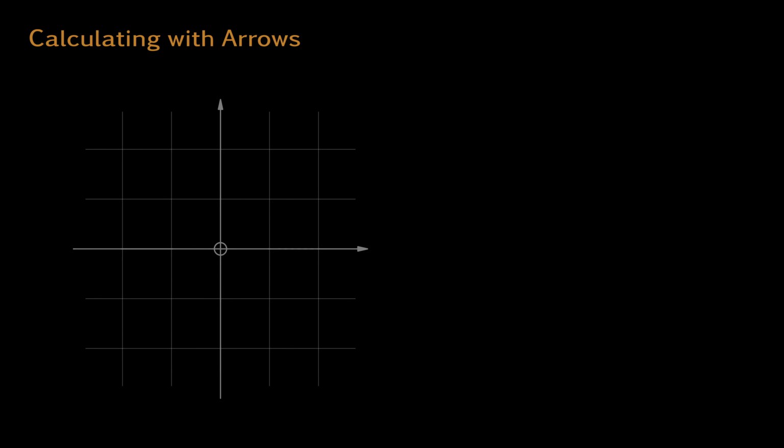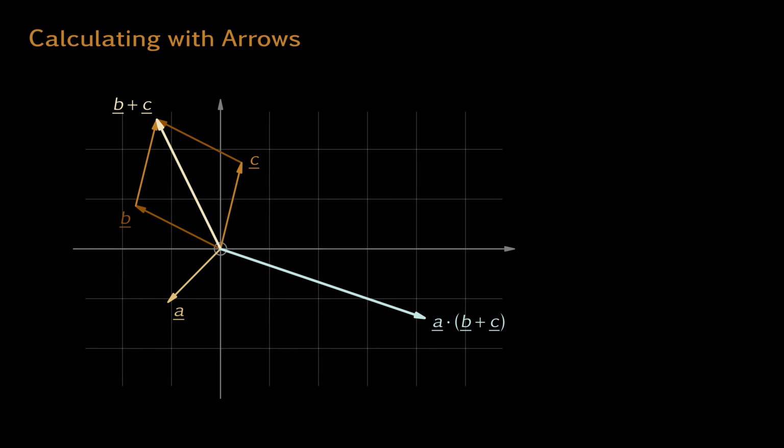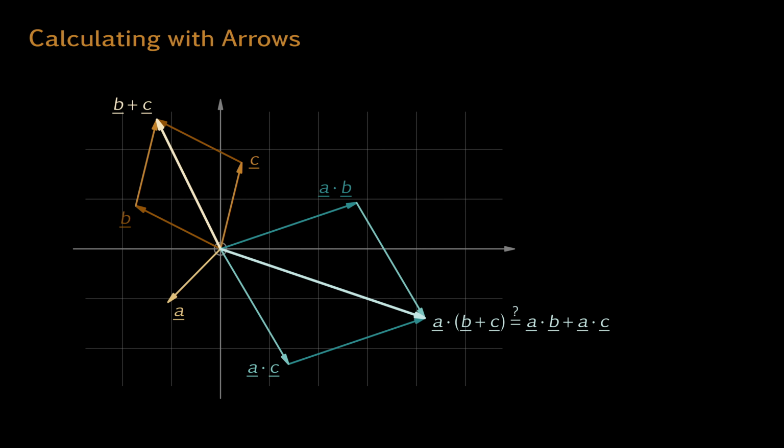So far, we have two operations that seem to have nothing to do with each other, but we'll now show that they are connected. We start again with three arrows A, B and C. First, we add B and C and get the diagonal of a parallelogram with sides B and C. If we multiply the sum by A, we get A times B plus C. But what if we first multiply A times B and A times C? Then we can add them to a new parallelogram, and it seems that their sum is the same result as before. To show that this is indeed the case, we argue similarly as for associativity.